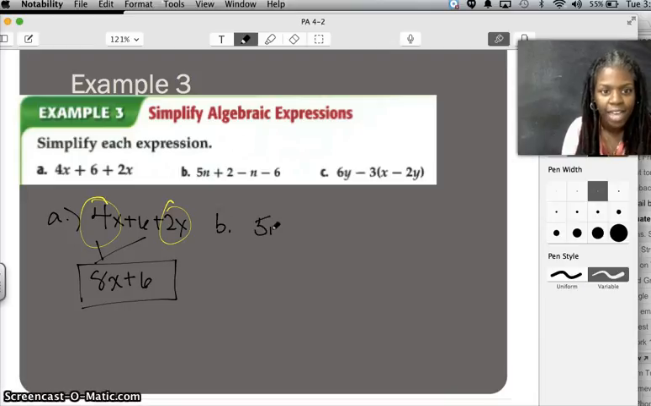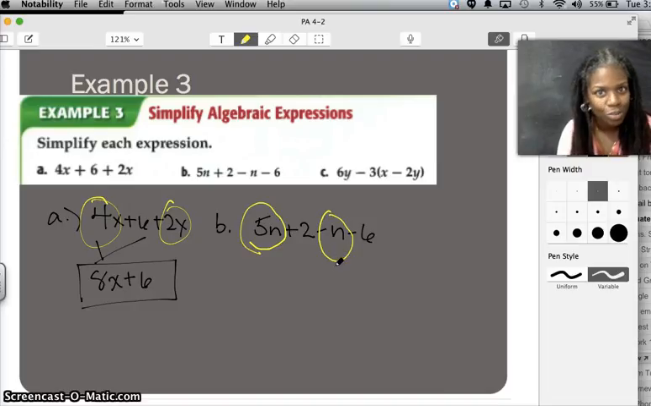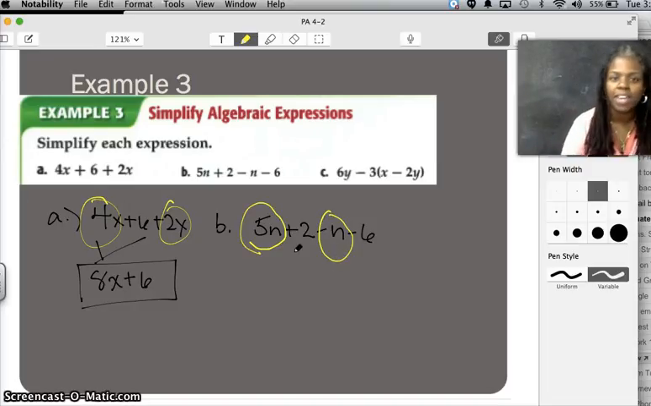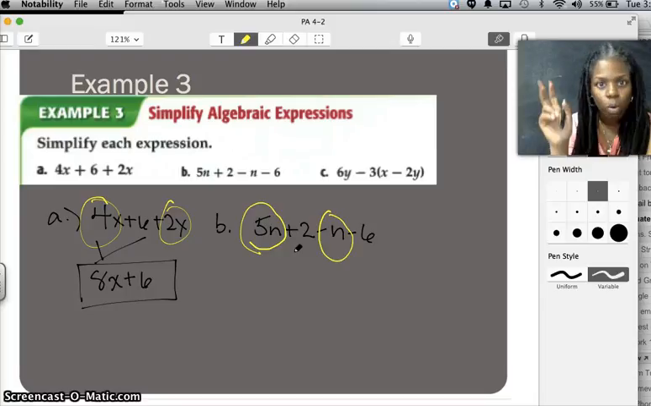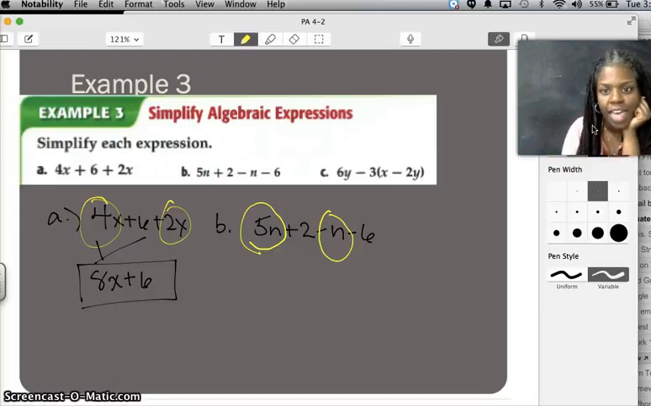Here in part B, we've got 5n plus 2 minus n minus 6. We're going to have to really be careful here. So let's take our time. We've got 5n and minus 1n. Remember, there's always a 1 that we can assume is being multiplied next to our variable if we have a standalone variable. And then we have plus 2 and a minus 6.